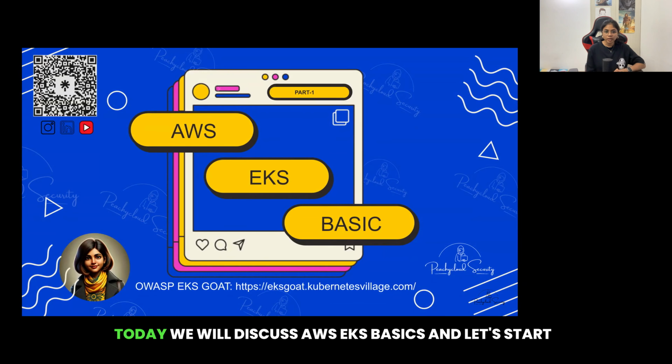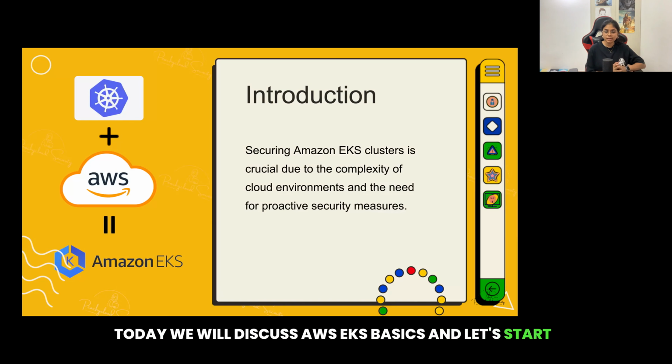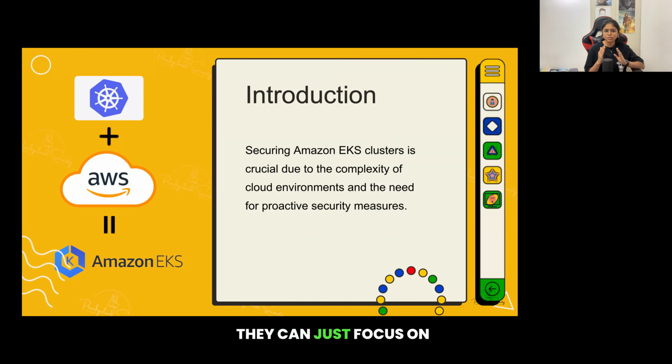So today we will discuss AWS EKS basics, and let's start with understanding what Amazon EKS is. AWS Elastic Kubernetes Service is a fully managed service that simplifies management, deployment, and auto scaling in our environment. Developers do not have to worry about the complexity of the underlying infrastructure. They can just focus on their application code.